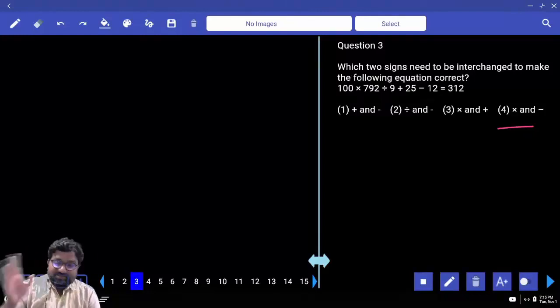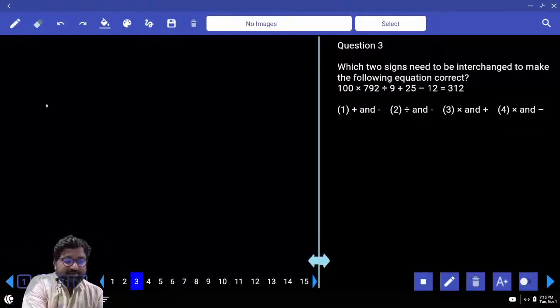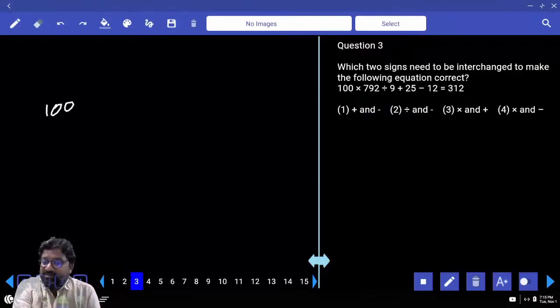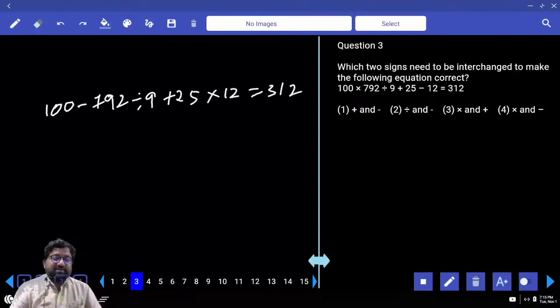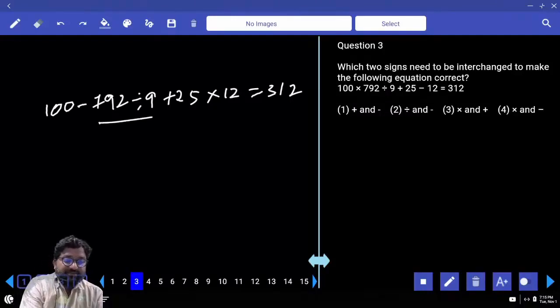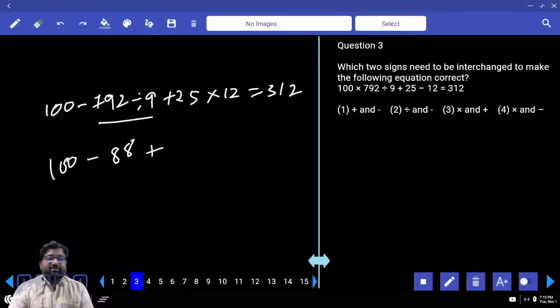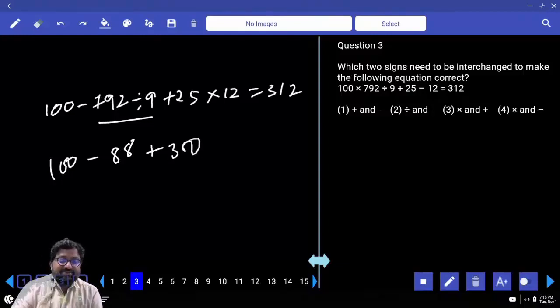అర్థమవుతుందా లేదా? చలో చూద్దాం. First, 100 and then minus 792 divided by 9 plus 25 into 12 is equals to 312. 792 divided by 9. Chapandamma, 88. So what's the answer here? 88. So this is 100 minus 88 plus 25 into 12, 300. Is it 300? Yes. So this is 300.